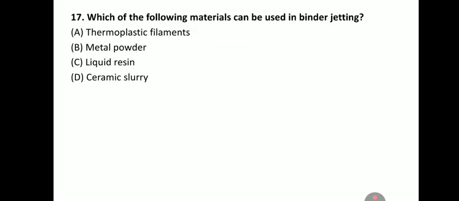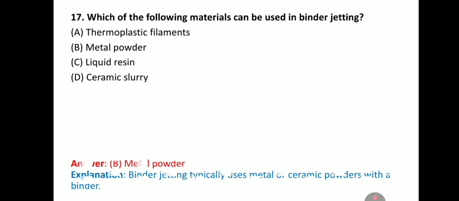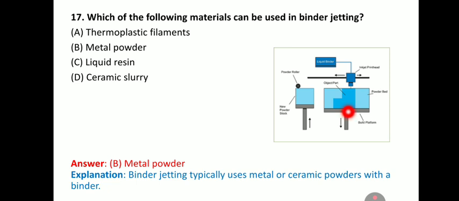Next question, which of the following materials can be used in binder jetting? The answer is metal powder. So metal powder is used in case of binder jetting. So here you can see the process of binder jetting, and the material is in the form of powder.